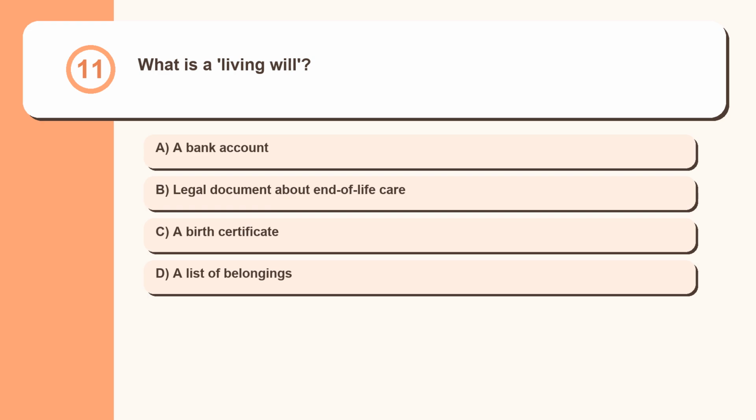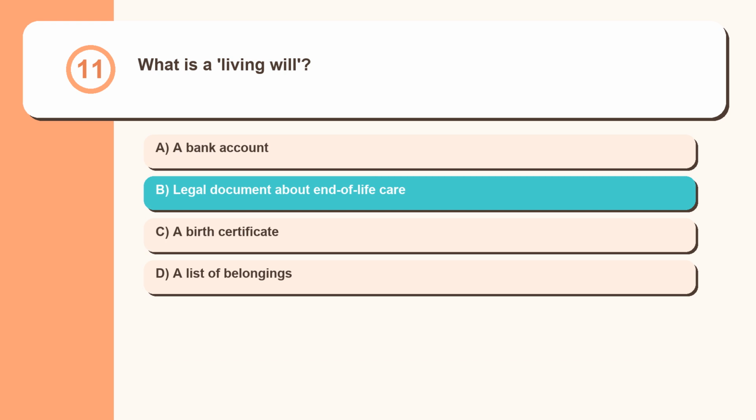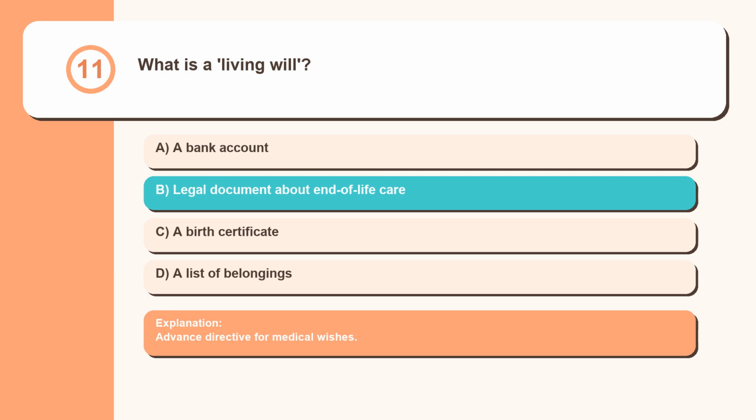Question 11. What is a living will? A bank account. Legal document about end-of-life care. A birth certificate. A list of belongings. Advance directive for medical wishes.